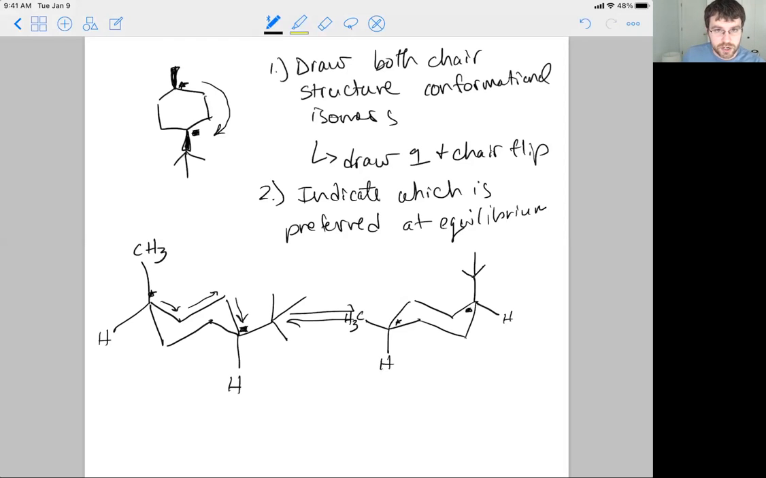I drew one, I did the chair flip, made sure I didn't move groups around, made sure that the appropriate things flipped. The flaps flip, the axial, the equatorial flip, but the upness or downness at a single carbon does not flip. So with this in mind, which is preferred at equilibrium? We assume that we're at equilibrium because I've got the equilibrium arrows drawn.